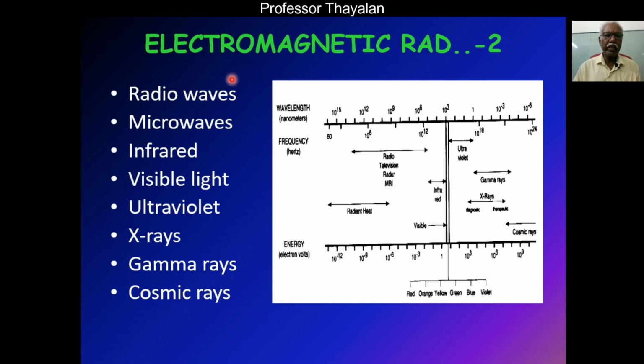The various components of electromagnetic radiations are radio waves, microwaves, infrared, visible light, ultraviolet, X-rays, gamma rays and cosmic rays. If you draw a line here, the right side of the spectrum consists of cosmic rays, X-rays, gamma rays and ultraviolet. They have lower wavelength and higher energy, capable of ionizing the matter. On the left side, you have radio waves, microwaves, infrared and visible light. They have lesser energy and higher wavelength.